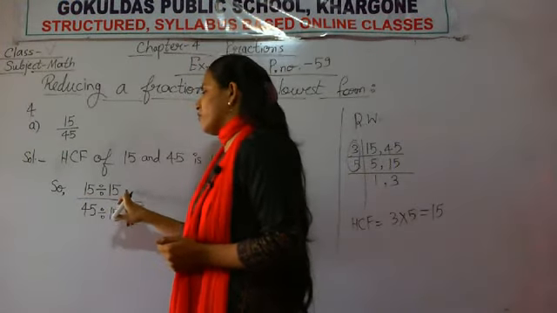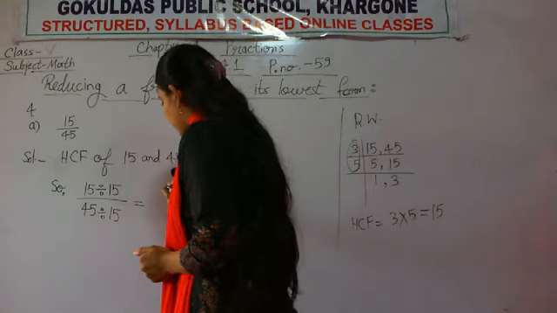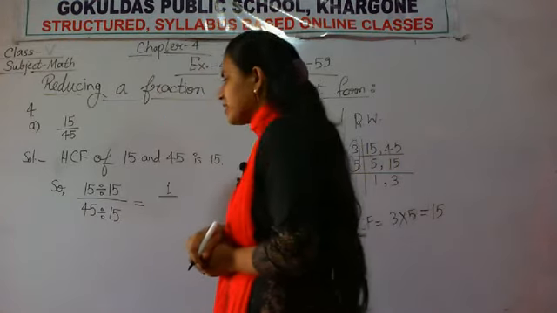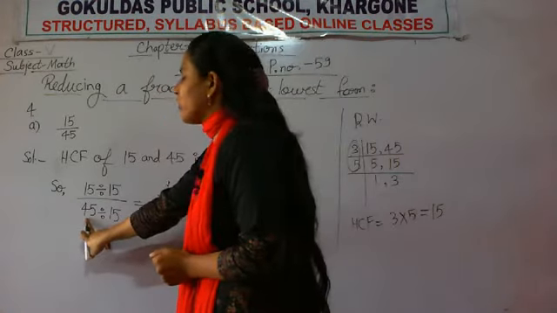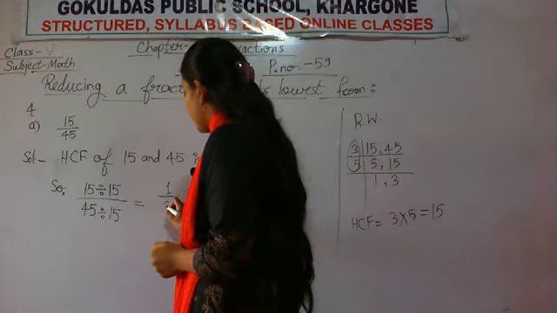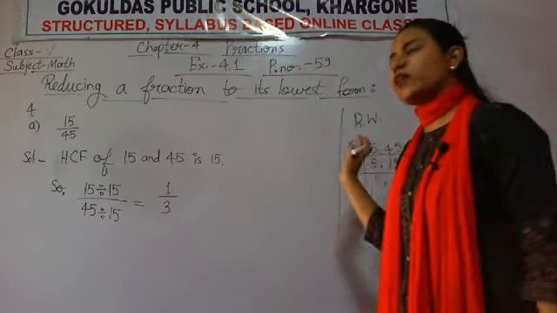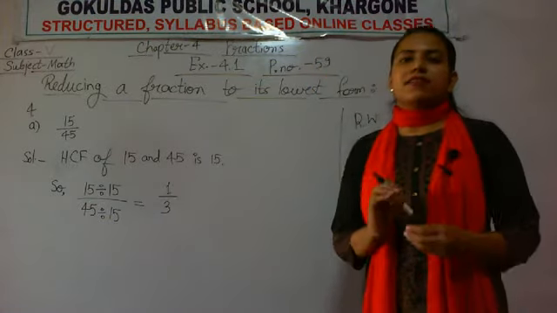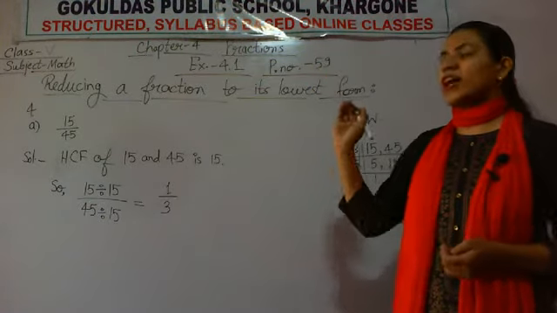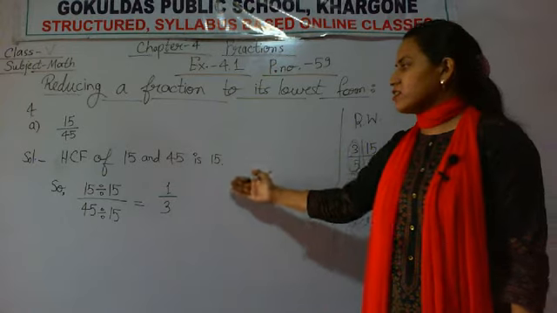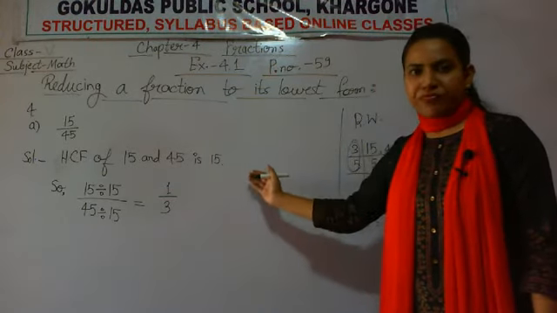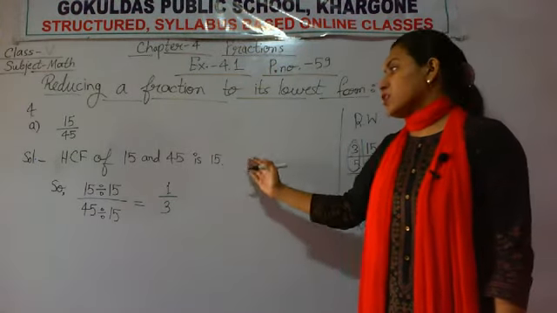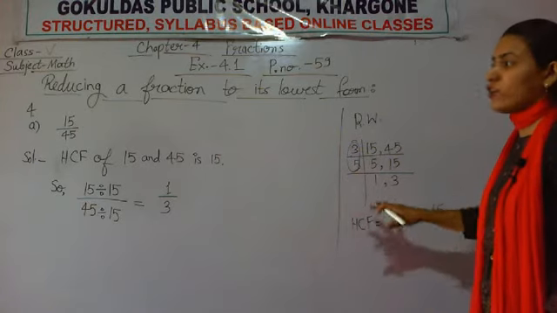If you divide 15 by 15, your result will be 1, right? And when you divide 45 by 15, your result will be 3. 15 threes are 45. So 1 by 3 is the lowest form of 15 upon 45. It is just a 2-step solution, right? But what is the process behind all this?